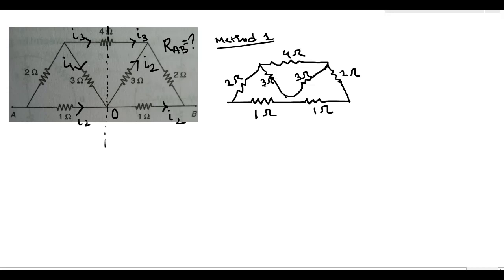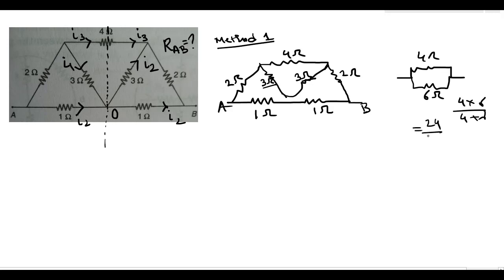So the equivalent resistance of this 3 ohm and this 3 ohm, they are in series. So this is 6 ohm. Now this 6 ohm and 4 ohm are in parallel combination. So the equivalent of 6 ohm and 4 ohm, as they are in parallel, is 4 into 6 divided by 4 plus 6, that is 24 by 10. This is equal to 12 by 5 ohm. So the equivalent resistance between these points C and D is 12 by 5.